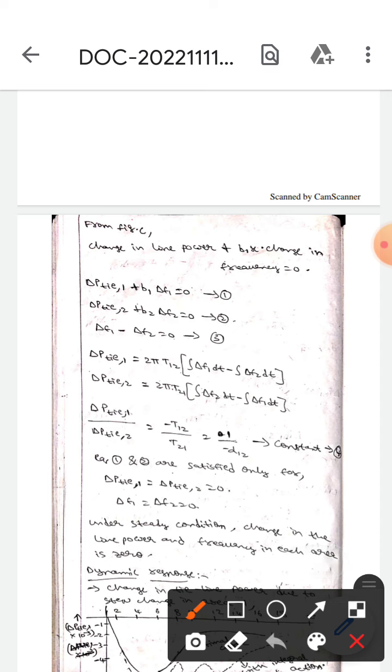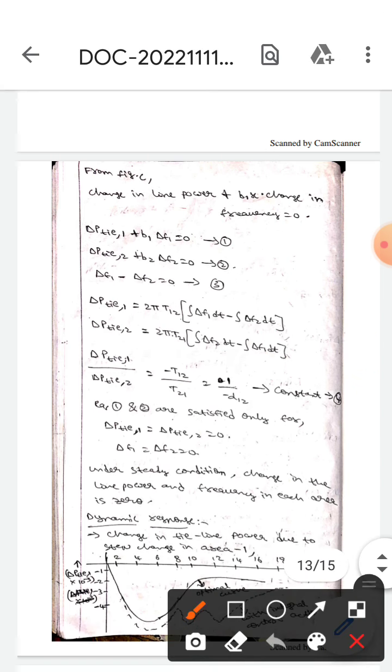Whereas here we know that delta P_tie,1 equals 2 pi T12 into the integral of (delta f1 minus delta f2) dt, whereas delta P_tie,2 equals 2 pi T21 into the integral of delta f2 dt minus the integral of delta f1 dt. If we do delta P_tie,1 by delta P_tie,2, then we will get this, which is constant, let it be equation 4.